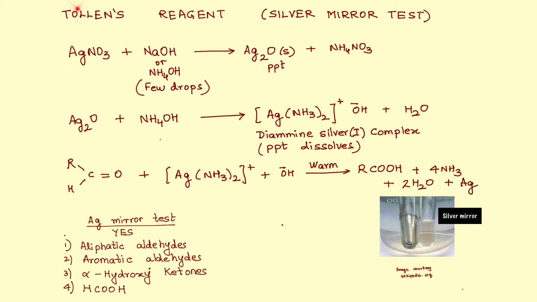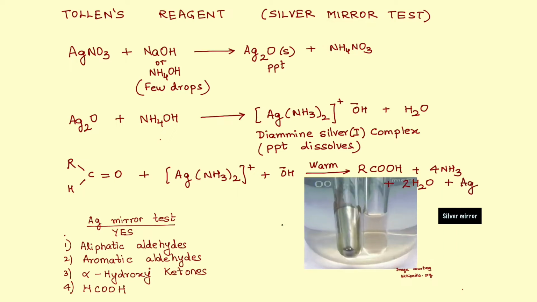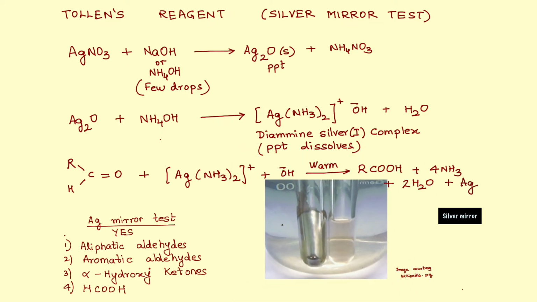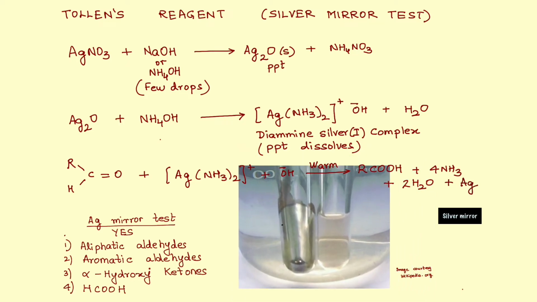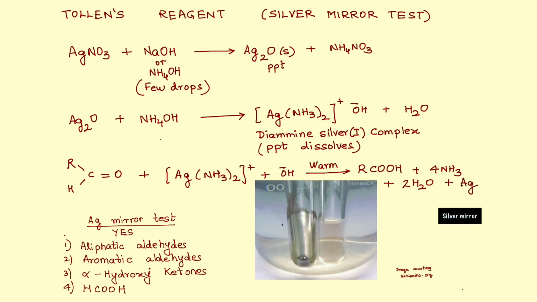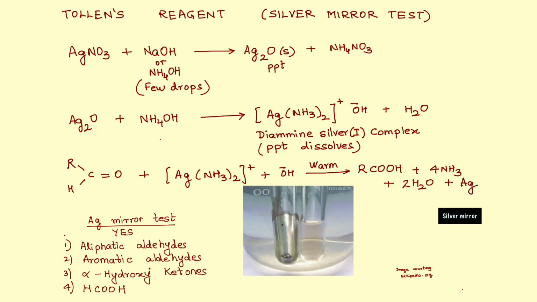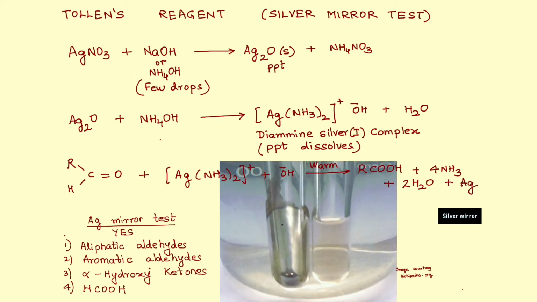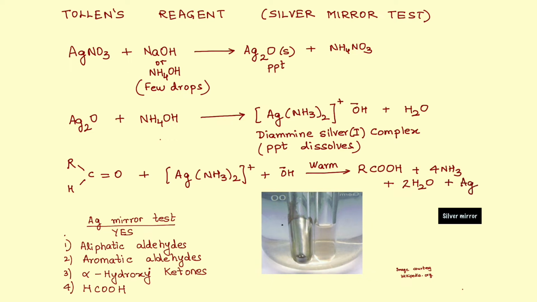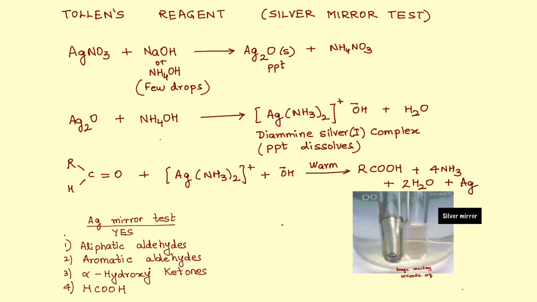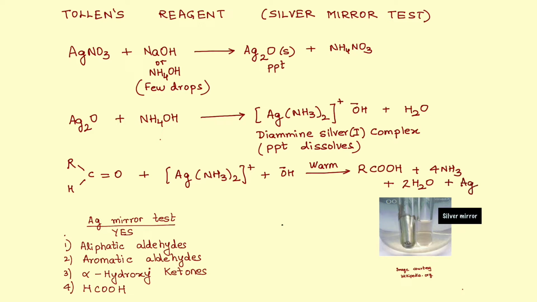When I say Tollens reagent, what comes to mind is the silver mirror test. As simple as that. Why? Because when you do this test, this is the kind of observation you are going to make in the laboratory. This image I have picked from Wikipedia. So you can see here. In fact, you will be doing this test in the laboratory also.